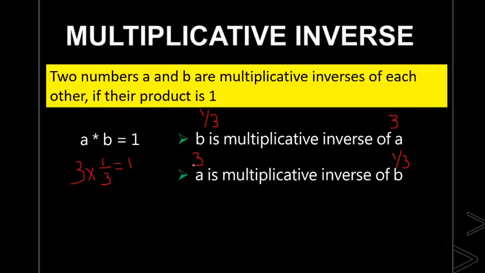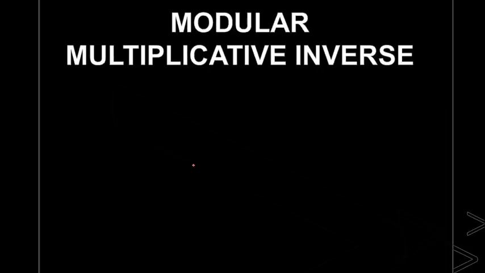But here they are using the term modular multiplicative inverse, right? So what do they mean by modular multiplicative inverse? See, first, what is a modular operation? In a C program, we use the modulus operator. What will the modulus operator do? It will give you the remainder, which means multiply them and get the remainder. Multiplicative inverse means the product should be 1. Modular multiplicative inverse means the remainder should be 1.